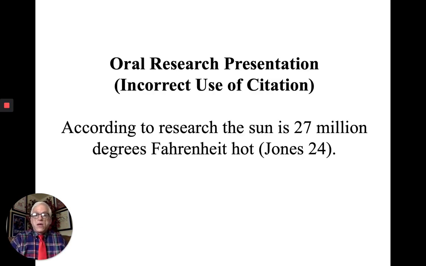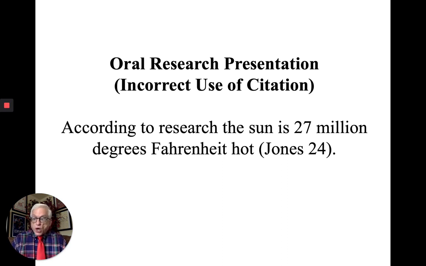Now let's say I make this statement. I say, in my speech, according to research, the sun is 27 million degrees Fahrenheit hot. Jones 24. The problem with this is, by saying Jones 24, I'm saying to the audience, you must know where the Jones citation is, and you must have a page number for that. In other words, they would have a works cited page sitting in front of them, and they're not. So I can't give an oral source citation in the same way that I would a written source citation. So I have to switch it up. I have to give what we call an oral source citation.